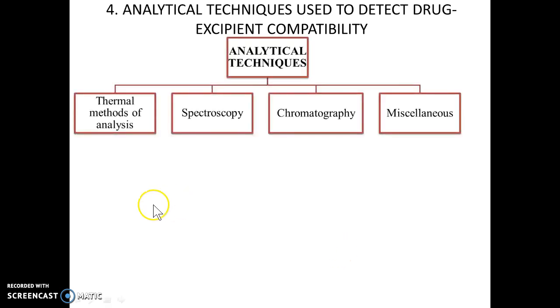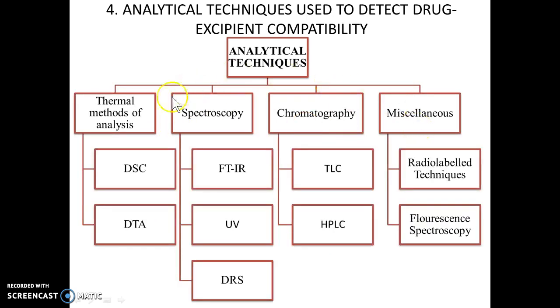And coming to the fourth step, where we will be using various analytical techniques to detect the drug excipient compatibility. We can choose from thermal methods of analysis to spectroscopy or chromatographic techniques or any other miscellaneous techniques, right from the use of DSC to the radiolabel techniques. Plenty of techniques are available. We can choose any one of the techniques based on the type of the drug. And among all these techniques, DSC is the most commonly used method of analysis.